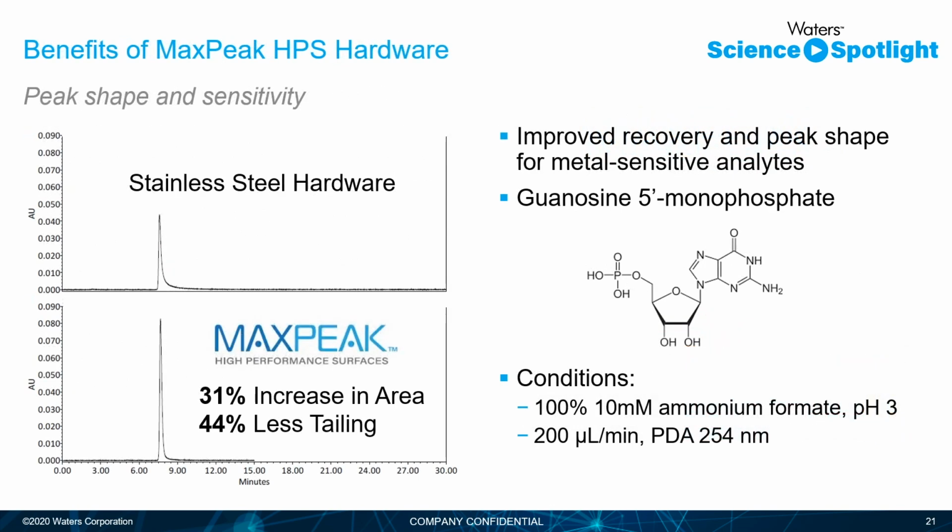So there are benefits in this technology, again, especially to acidic compounds. If we look at guanosine 5-monophosphate here, on a stainless steel column, you can see that the intensity is low and it has a pretty high tail. If we compare that hardware to the MaxPeak High Performance Surface hardware, we can see roughly a 30% increase in area and almost a 45% decrease in tailing factor.